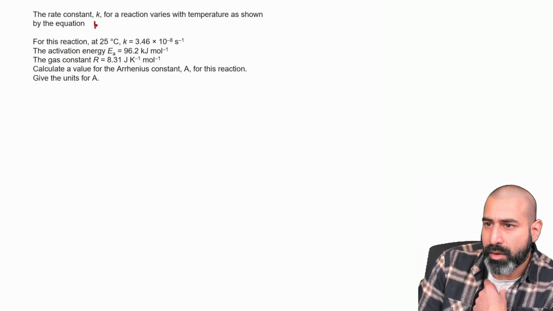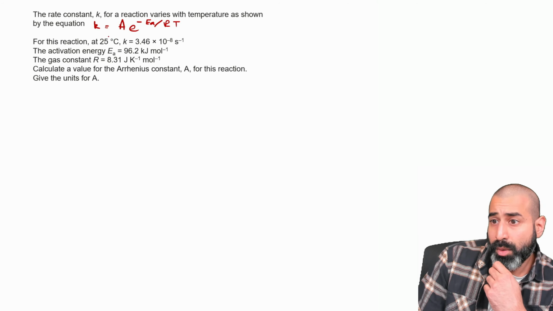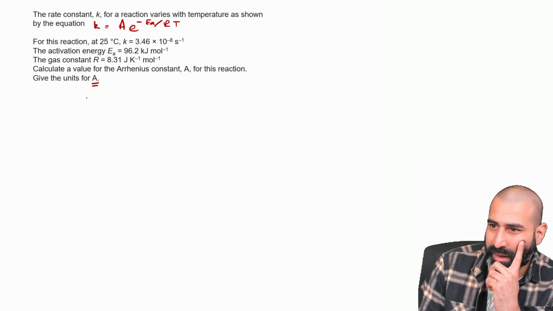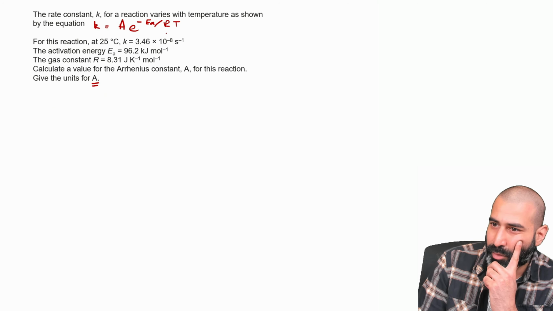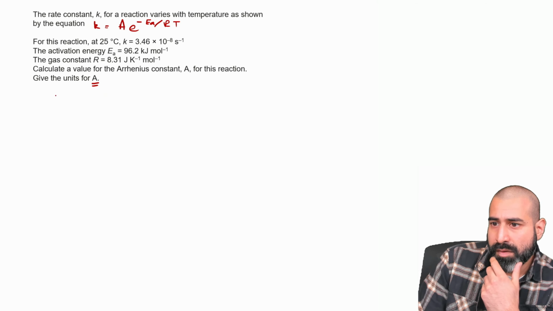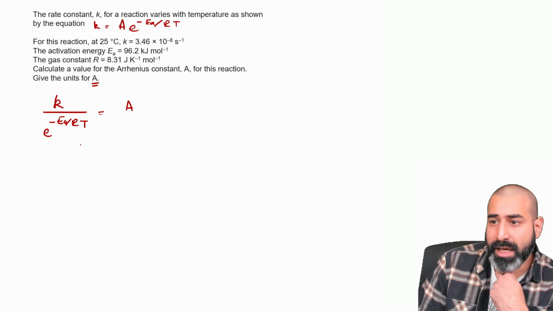So the Arrhenius equation is k = Ae^(-Ea/RT). You have to work out A, the Arrhenius constant, and I think you're given everything else. So what we're going to do is divide through both sides by e to the power of minus Ea over RT. So k divided by e to the power of minus Ea over RT equals A. These guys are going to cancel out, so that is simply how you get A.